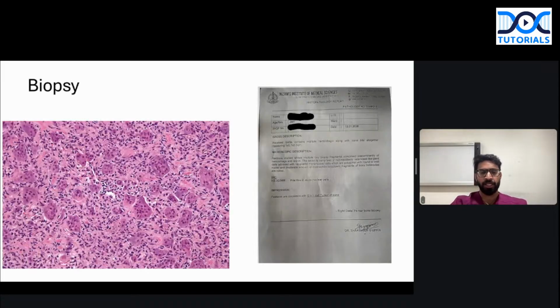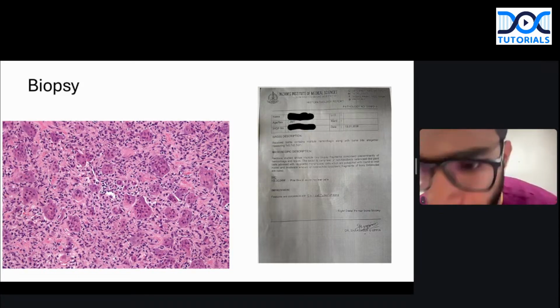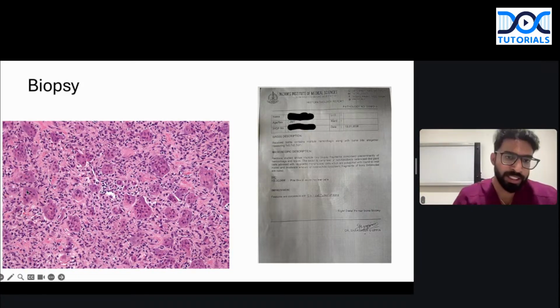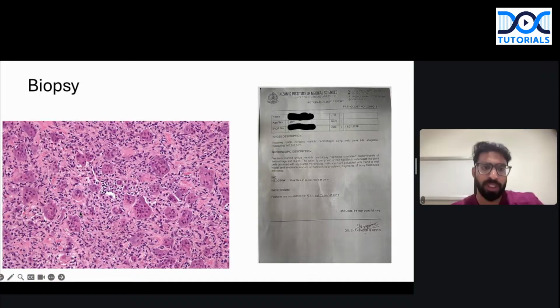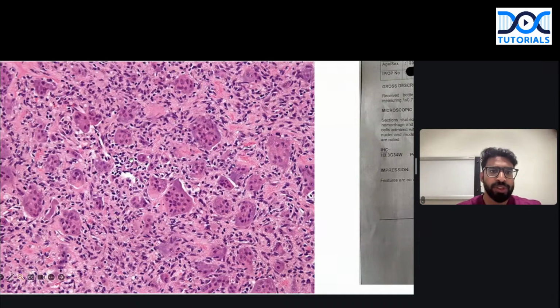Yes, we got it done. We got it done in NIMS, and it was very much evident that it was a giant cell tumor. So this is how a giant cell tumor histopathological examination looks like. So basically, what do you see in a histopathological examination of a giant cell tumor? Yes, you have spindle-shaped cells, mononuclear cells.